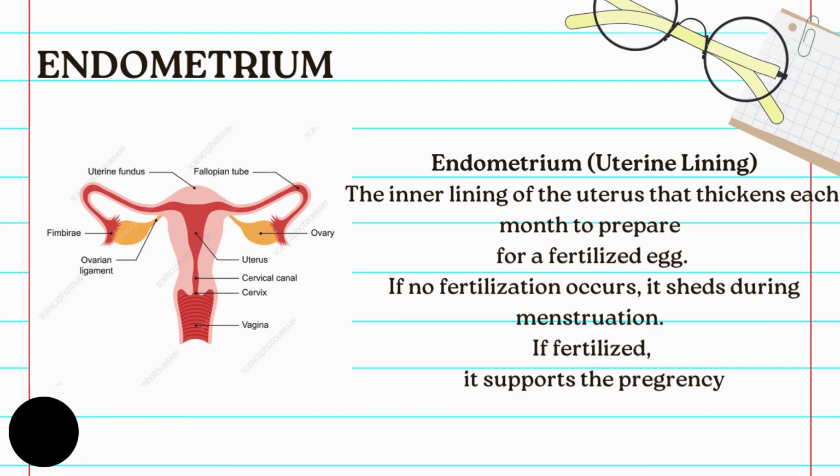If no fertilization occurs and you are not pregnant, there's no baby, then this lining, the endometrium, is just going to break down, because it's basically a layer of blood vessels and glands. It's going to break down and you're going to have your period. Basically, that's what's going to happen.